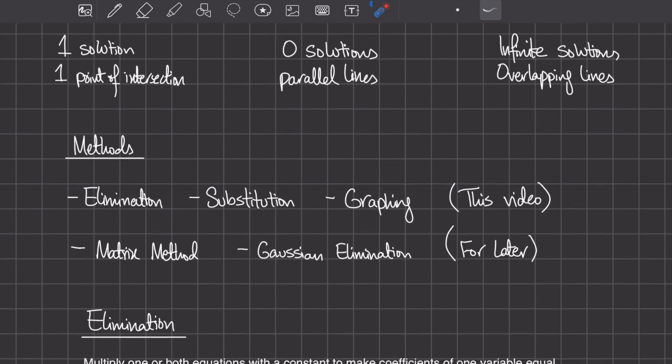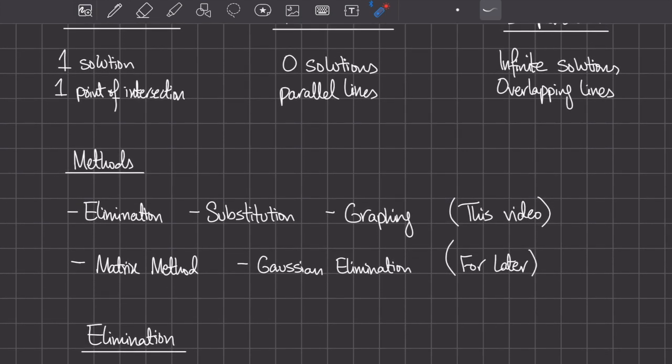So, let's first learn about three common methods to solve our system of linear equations: elimination, substitution, and the graphical method. Two other notable methods exist, the matrix method and Gaussian elimination method, but they will be covered in a different video.